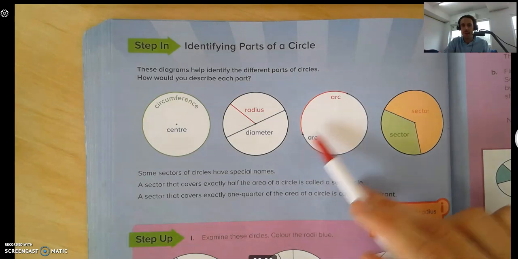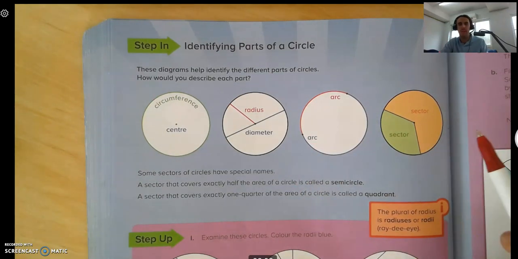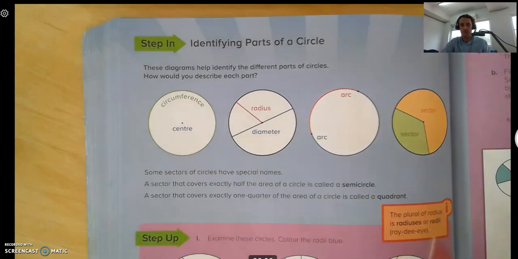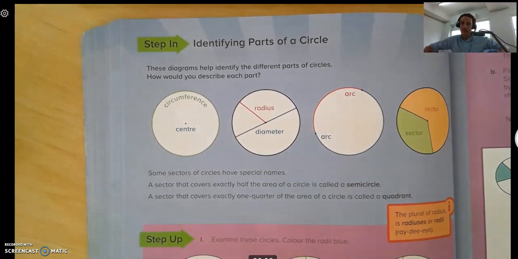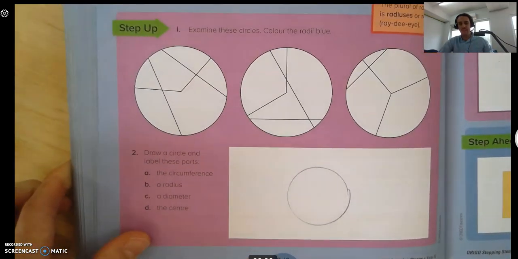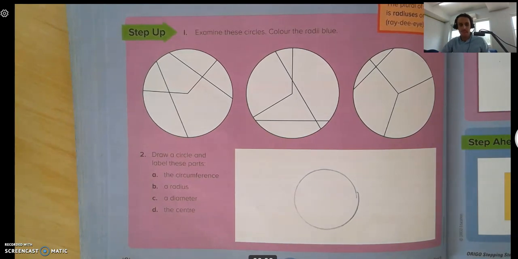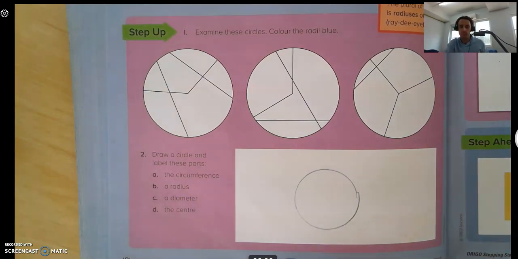I feel like talking about arcs and sectors are things we've done plenty of times when we looked at sector graphs, but just make sure you've got those couple of terms locked in. On page 194, question number 1 asks us to examine these circles and color the radii blue. Then question 2 is one that's definitely worth revisiting because it says draw a circle and then label these parts.